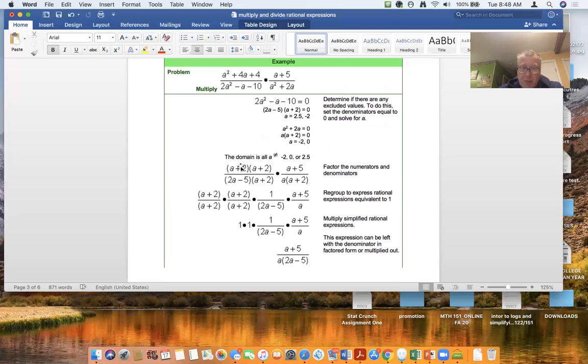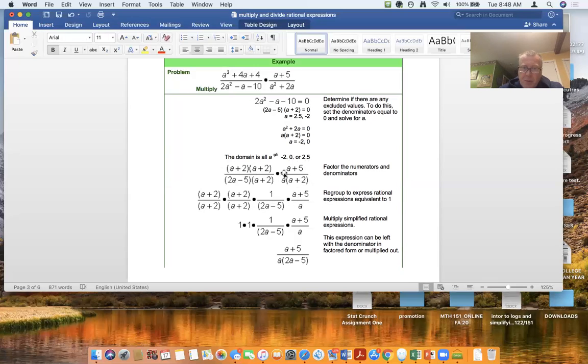And then we have another a plus 2 here and another a plus 2 here. Those will divide out. There's our first a plus 2 over a plus 2. There's our second a plus 2 over a plus 2. What does that leave us with? Well, that leaves us with a 1 here because everything in the top of this first fraction divided out. And that leaves us with a 2a minus 5 here because the a plus 2 will divide out.